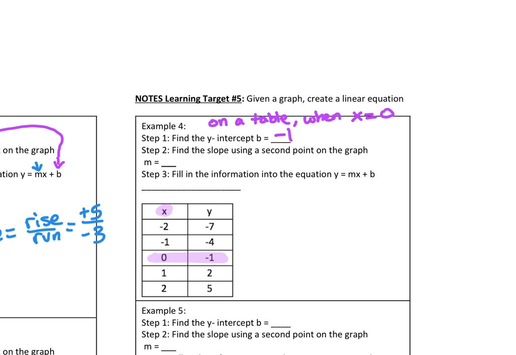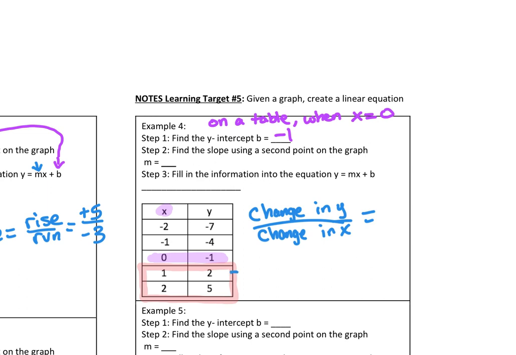Now we're going to go back to our slope. On a graph, we were doing rise over run. On a table, it's similar, but we're looking for the change in y over the change in x values. All right, so let's see how much it changed by. I'm going to use these two bottom ones only because they look positive. I like positive numbers. You can use any of the values, remember?